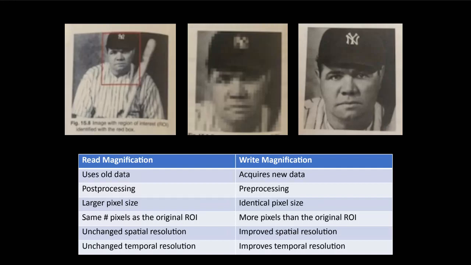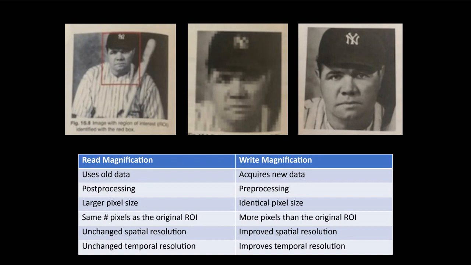So here we have two examples of that read and write magnification. So read magnification, this is post-processing. This is taking that old data or that initial data, and it's just magnifying it. It's just making that pixel size larger. So you still have the same number of pixels. It's not really going to do anything for you except make that region of interest bigger. So if you look at this middle picture here, it's exactly what that did.